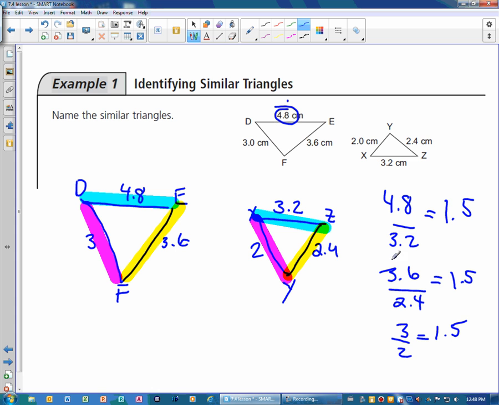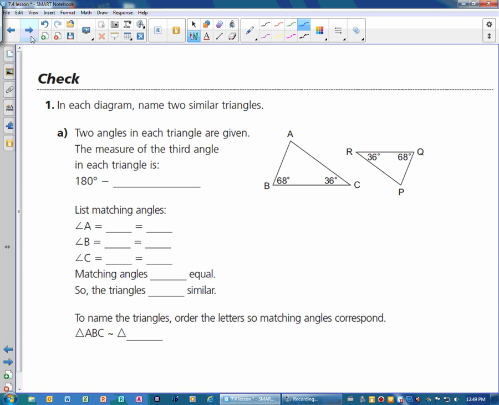Okay? So since these sides are in the correct proportion, I can now say that triangle DEF, in that order, is similar to triangle XZY. Okay? DEF, XZY. So drawing them next to each other in the same orientation can be very helpful in figuring out the similar triangle. So you're going to move on to the check. Try whatever strategy works for you and see if you can get this. So pause the recording, please. Give this a try and then come back and see if you did it right.